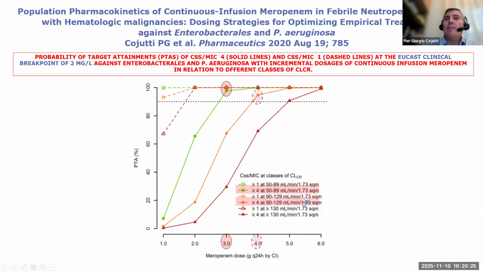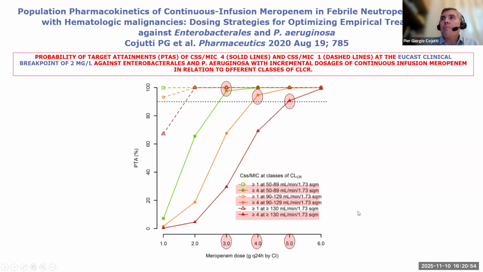Of course, if creatinine clearance increases, so for instance, between 90 and 130, then the optimal dose is 4 grams by continuous infusion daily. And if the patient has augmented renal function, meaning creatinine clearance greater than 130, then the proper dose is 5 grams daily by continuous infusion.